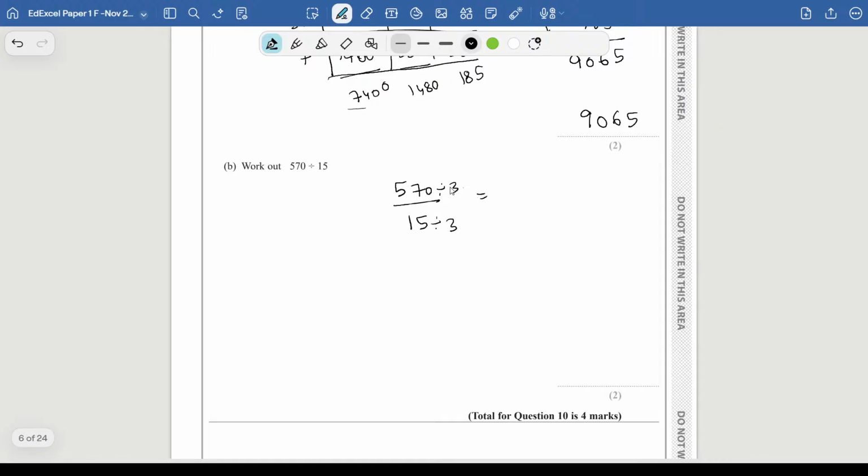So 3 goes in 5 once, and then we have 2 remaining. 3 nines is 27, and then 3 fives is 15. Now you can simplify it further by dividing with 5. You have 5 goes in 19, 5 threes is 15, 5 eights is 40, and there is this 5 goes in 5 once. So the answer is 38.